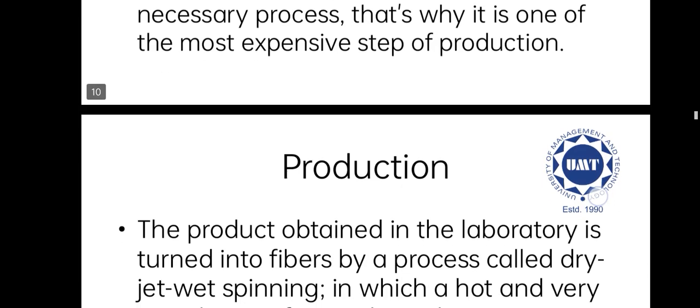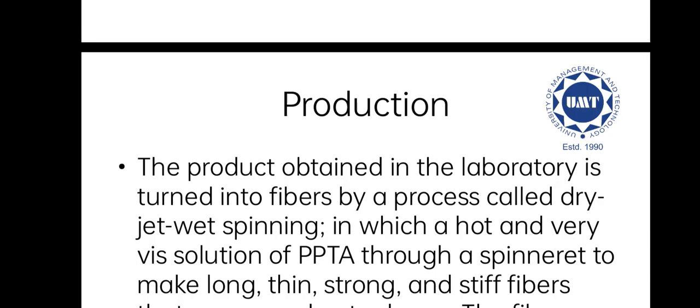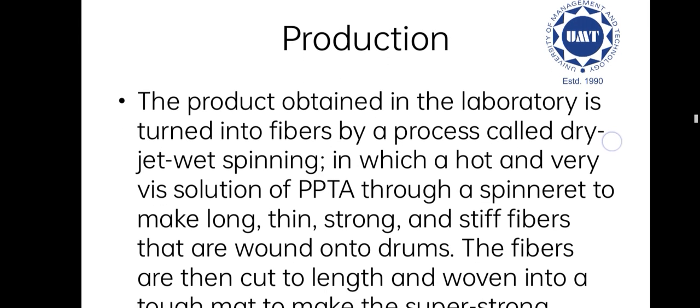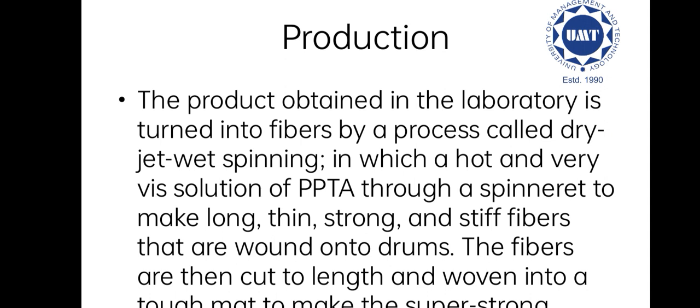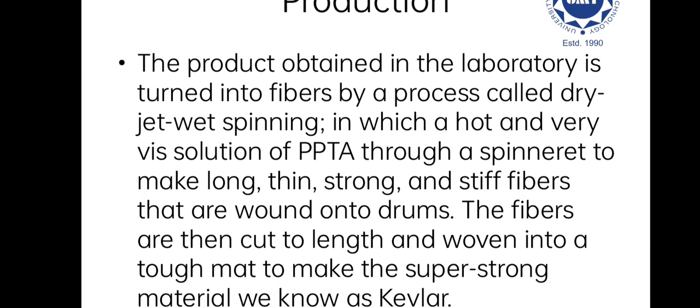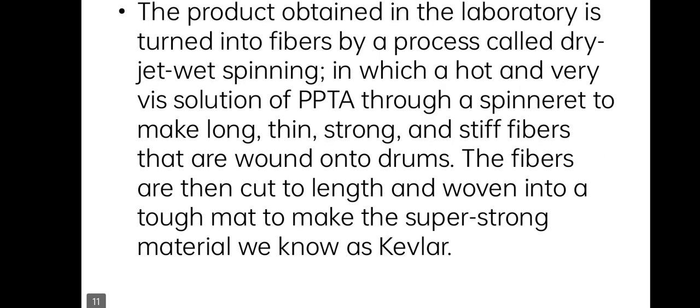How can we produce Kevlar fabric? The product obtained in the laboratory is turned into fibers by a process called dry jet wet spinning. It is the process through which we can produce Kevlar fabric. In it, a hot and very viscous solution of PPTA is passed through a spinneret to make long, thin, strong, and stiff fibers that are wound onto drums. The fibers are then cut to length and woven into a tough mat to make the super strong material we know as Kevlar.